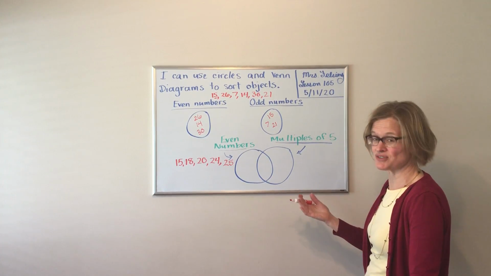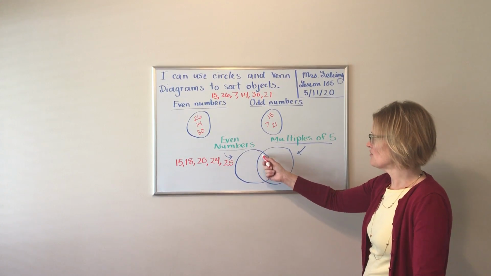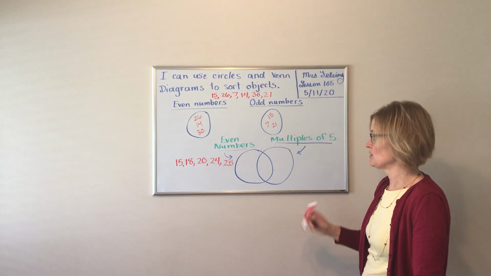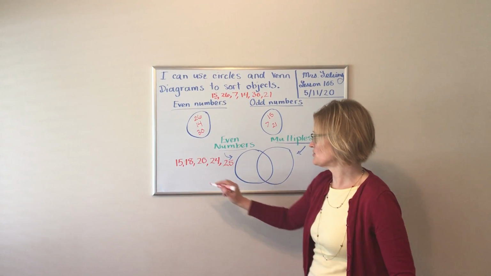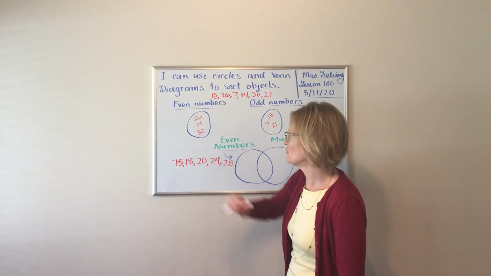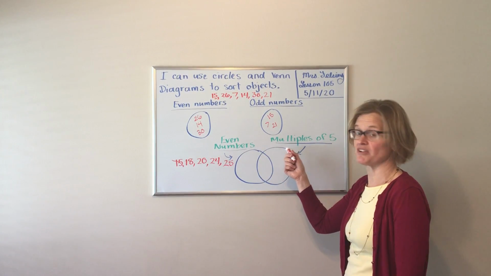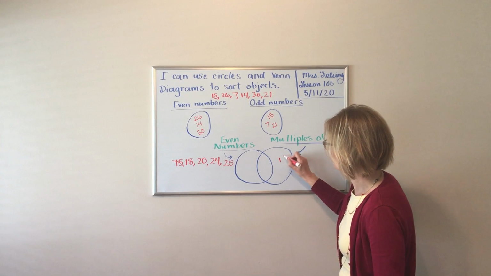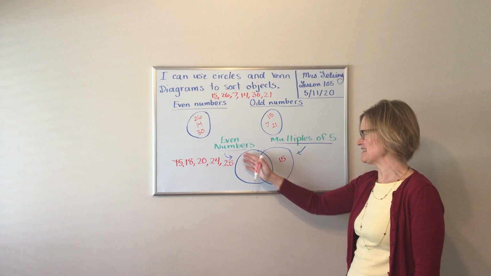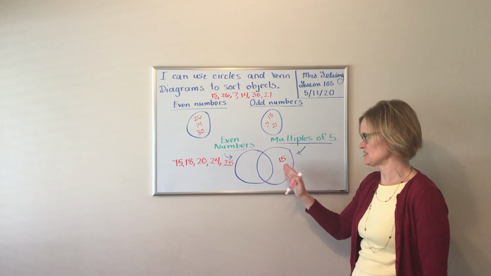Well, we don't have a third circle for that. So what we do is we combine the circles, and if the number falls under both categories, we'll put it in that middle section. So let's take a look at what we have first of all. So our first number is 15. Now I'm going to cross it out because it shows I used it. So 15. 15 is not even, but it is a multiple of 5. So I'm going to put it over here. I'm not going to put it in the middle because it's not an even number. So it shouldn't be anywhere in that circle. So it's going to be just here.